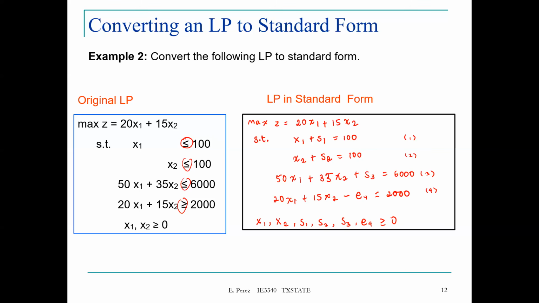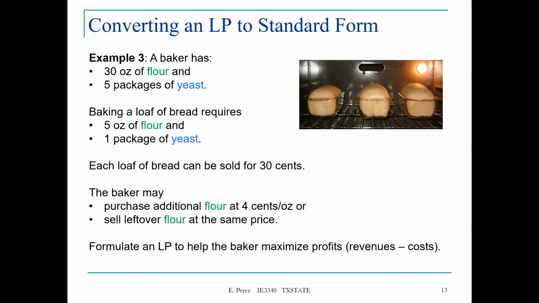We have another example. We want to convert this LP to standard form. The interesting thing about this problem is that we have a decision variable that is unrestricted in sign, meaning that x could be negative or positive. When you transform those types of problems into standard form, you have to take care of those types of decision variables.